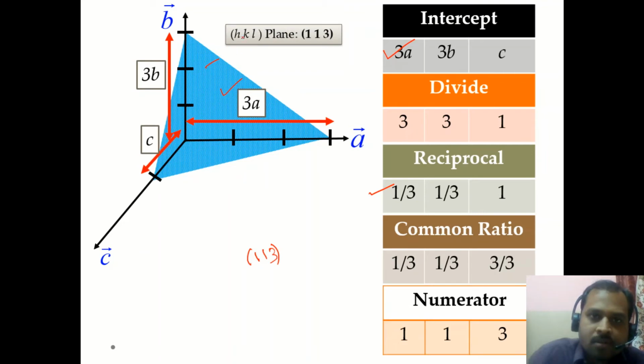We should remember that for indexing a plane we use this kind of first bracket, not this curly bracket or the square bracket. So (1 1 3) is used to denote or represent this particular plane. This is called the Miller indices for this particular plane. So now let us take another example.